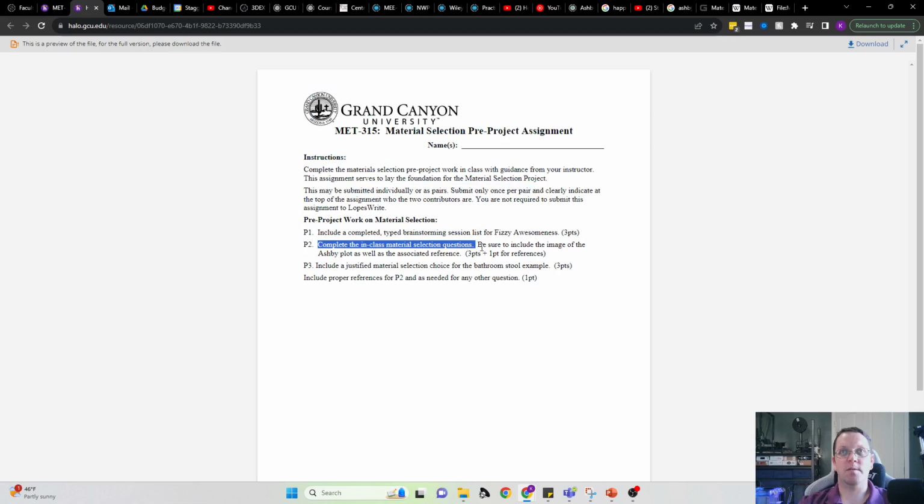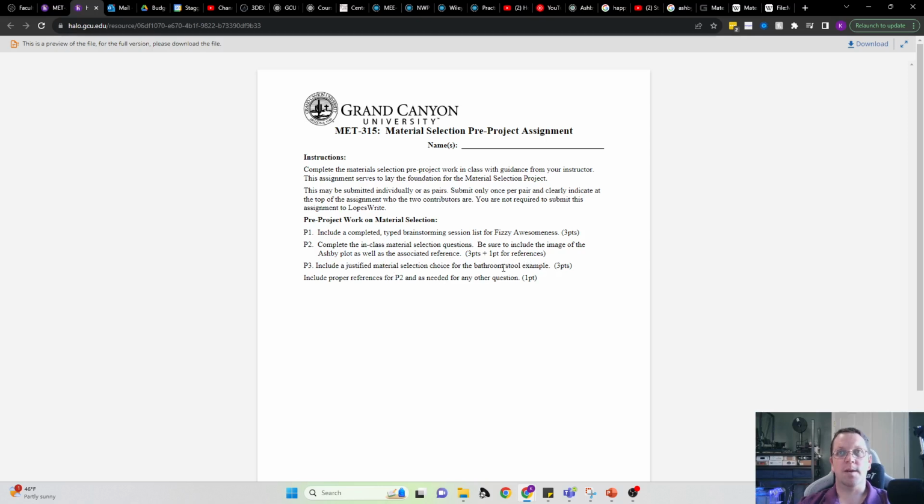You should probably come up with some kind of definition for what that material needs to be and why. I'll see about posting some specific questions for you, but you're trying to figure out a material that's lightweight, easy to ship, and easier to manage in the context of packaging for something like an in-house energy drink. You're going to include an image of an Ashby plot that is relevant and the reference for that.